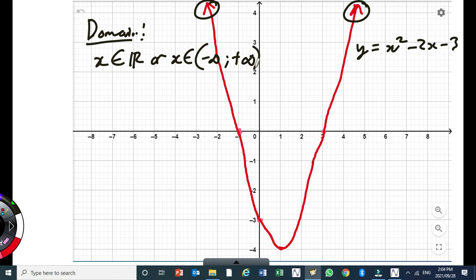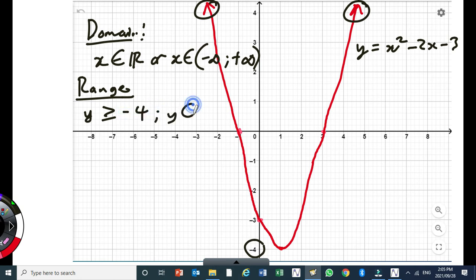Then the range. First you must identify whether the graph has a minimum turning point or a maximum. Since there's a minimum turning point, it means we have a minimum value here, which is negative 4. Negative 4 is our minimum. So our range is going to be y is greater than or equal to minus 4, where y is an element of real numbers.